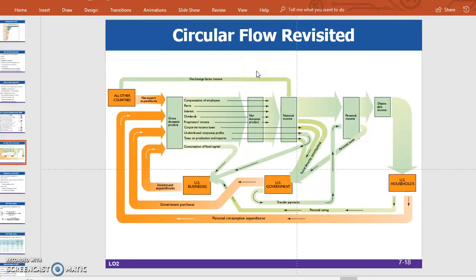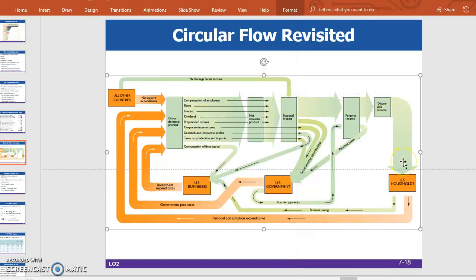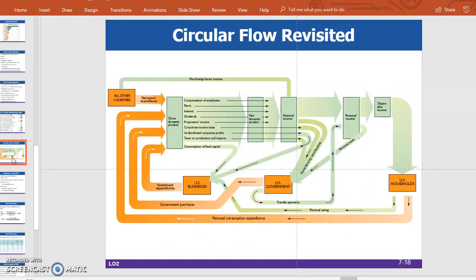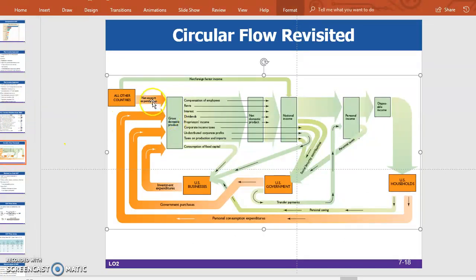Now look at that. This is a circular flow. Remember the circular flow diagram we studied at the end of chapter 2? That was a simple version. This is the full version. So all these orange arrows, they represent GDP, the expenditure approach, and all these green arrows represent GDP, the income approach. If you compare them with this table, you can easily analyze this one. So gross domestic product is the sum of what? This is gross domestic investment, this is government expenditure, this is personal consumption expenditure, and this is net exports, right?